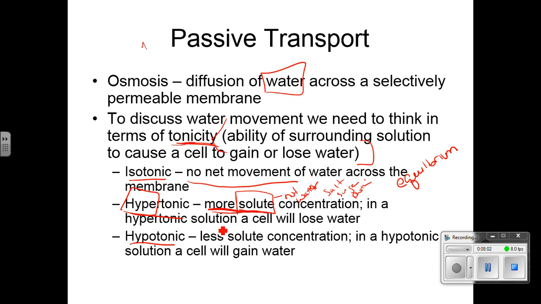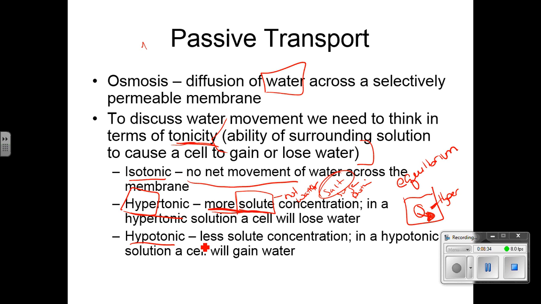In a hypertonic solution, a cell will lose water. So if you put a cell in a beaker and the solution is hypertonic, the cell is going to lose water to that solution. Another way I've heard this is that more solute would be out here if it's hypertonic. Salt is a solute. So if you put a cell in a highly salty concentration, salt sucks. Salt is going to suck the water out of that cell.